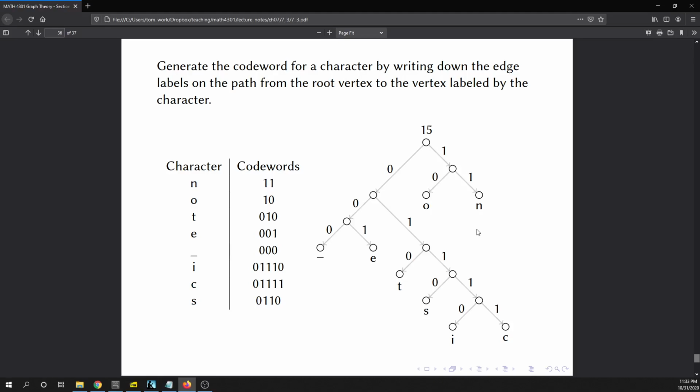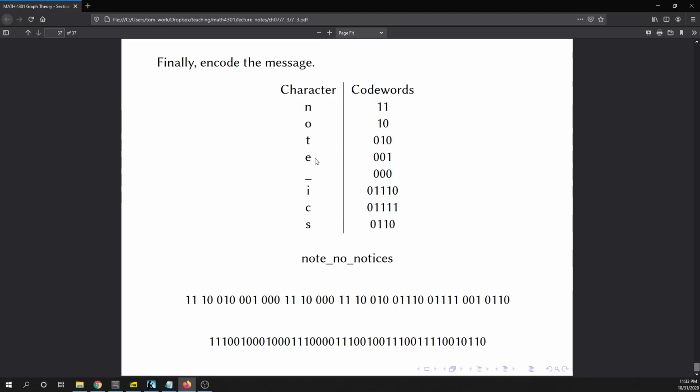All right. Now that we have our table of characters and code words, it's really an easy matter to encode, because we just look those things up. For an N, we have an 11. For an O, we have a 10. For T, we have 0, 1, 0. We put all those together, and here's our encoded message.